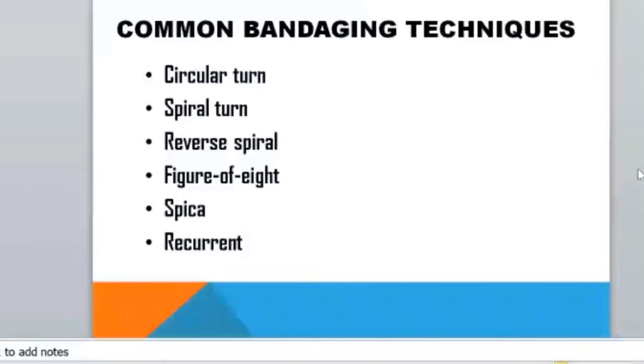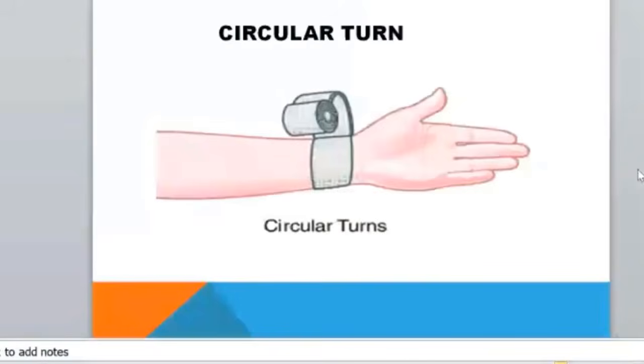I wish it's a practical class, so we would have just practicalized it. So it's a circular turn. Each circular turn lies directly on the previous one. As we are going in circle, the next one will lie on the previous one. So you go in a circular turn until you are done. Look at this picture. This is a circular turn.